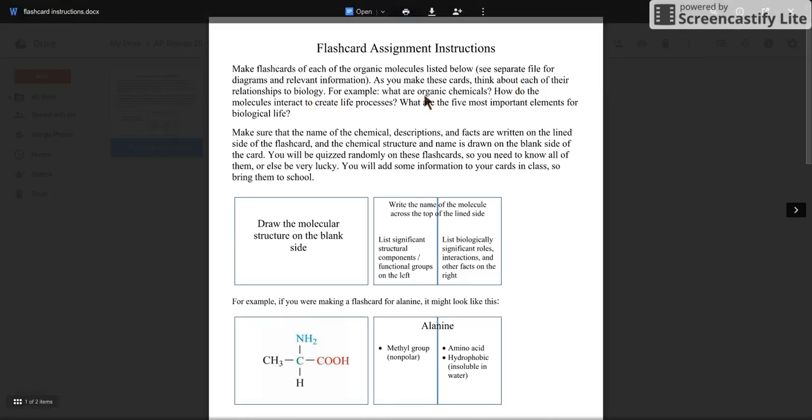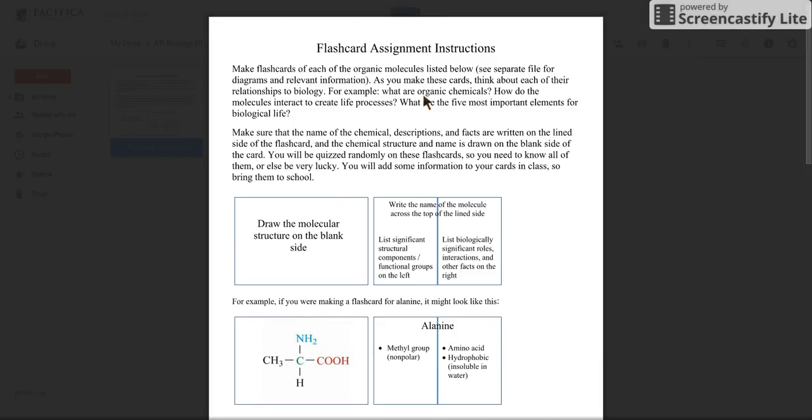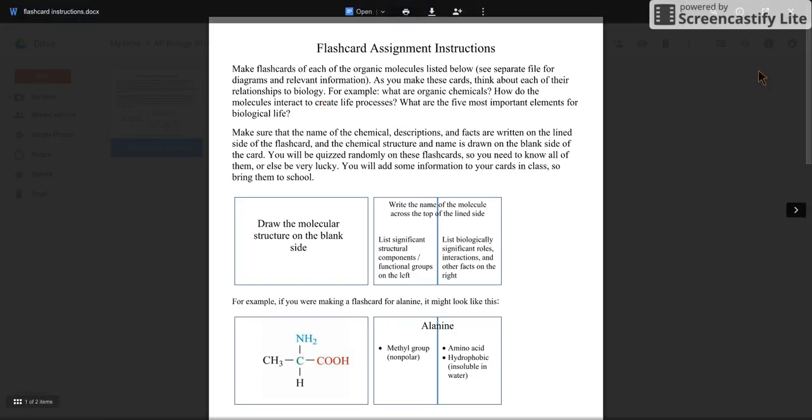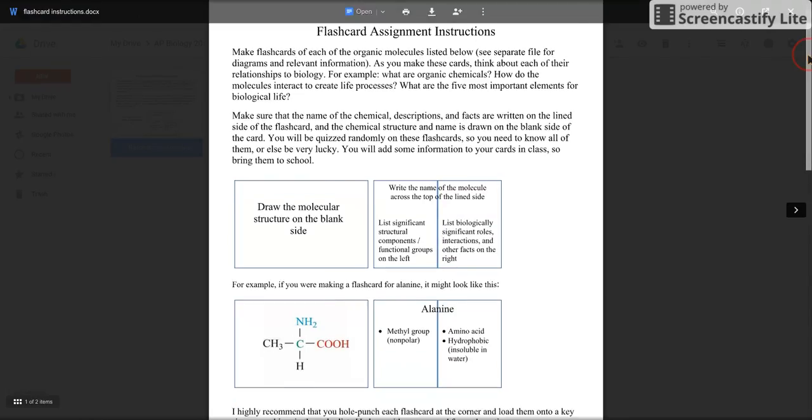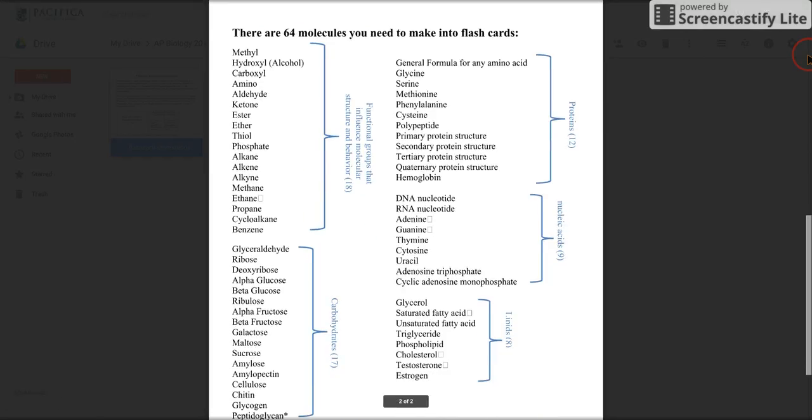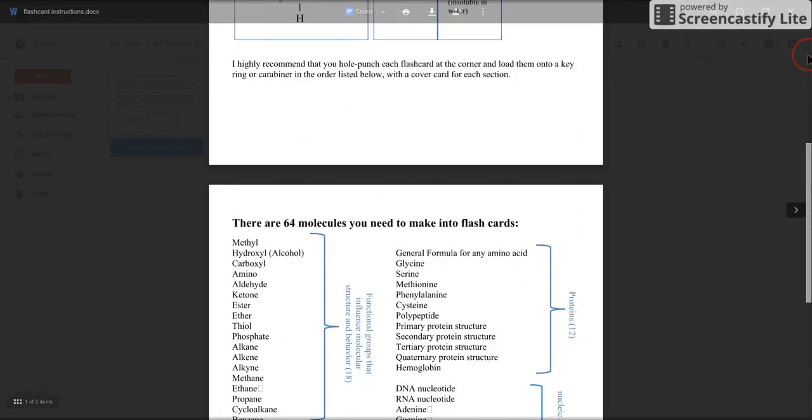For example, what are organic chemicals? Pretty much all the ones you're going to see on this list are organic. By the way, you should know how organic chemicals differ from inorganic chemicals. Both the words organic and inorganic are words that you can choose for your vocabulary wiki. How do these molecules interact to create life's processes? What are the 5 most important elements for biological life? Most of those 5 elements will appear in each of these molecules. The most important one is carbon.